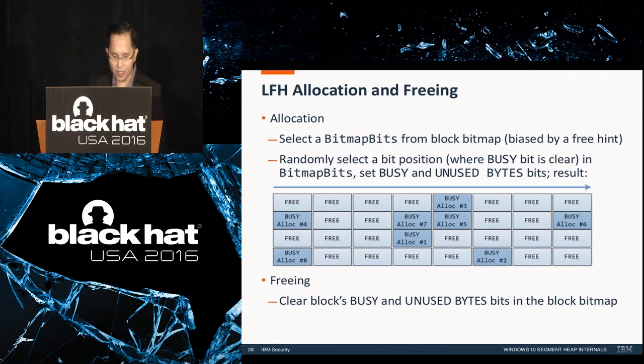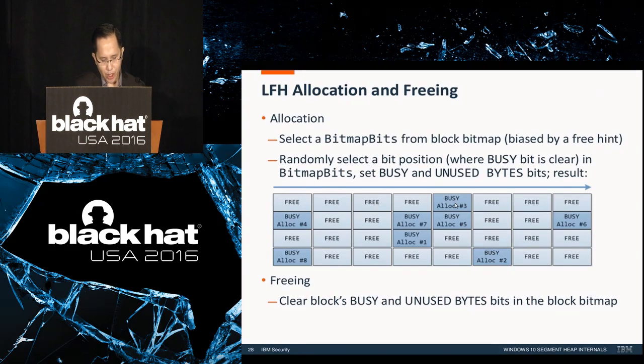The allocation from the LFH is different because it involves some randomization. The allocation routine first selects bitmap bits from the block bitmap, in which the starting point depends on the free hint. Once a bitmap bit is selected, it will randomly select a bit position in the bitmap bits where the busy bit is clear. Once a random bit position is selected, it will set the busy bit and, if necessary, the unused byte bit. The illustration shows an actual result of the allocation randomization, where the first allocated block is here, the second allocated block is here, the third allocated block is here, and so on.